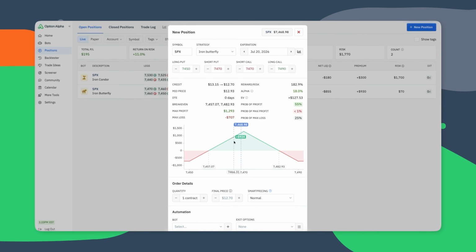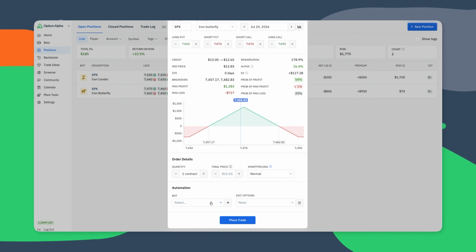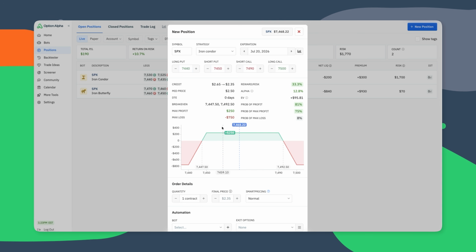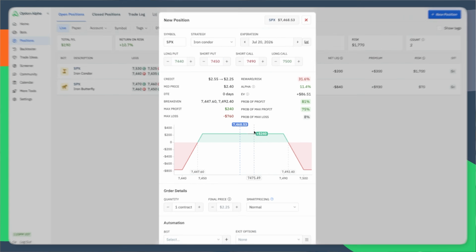Sometimes your plan is not, I think the stock is going higher, and it's not, I think the stock is going lower. Sometimes your plan might be, I think the stock is staying within a range. That's what neutral strategies are built for. So today we're going to walk through neutral strategies inside the platform and show how traders can build trades around range, probability, premium, and defined risk instead of just guessing direction.